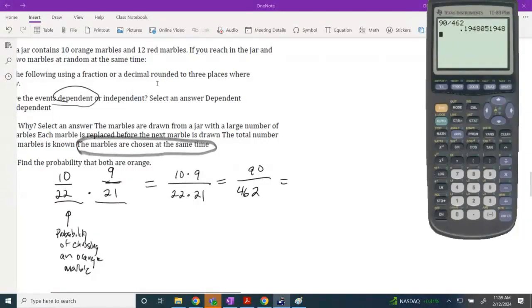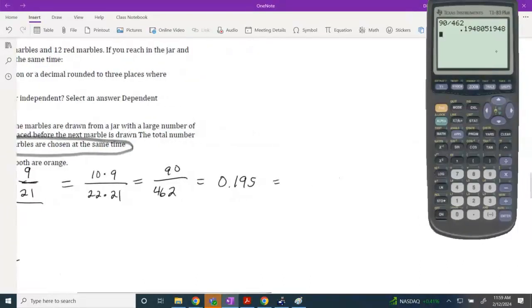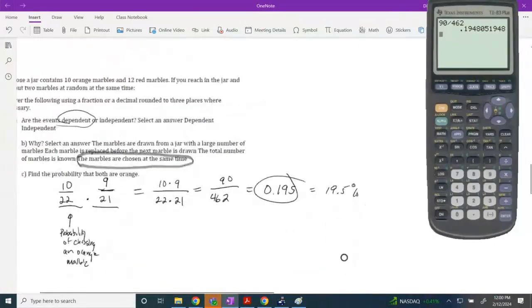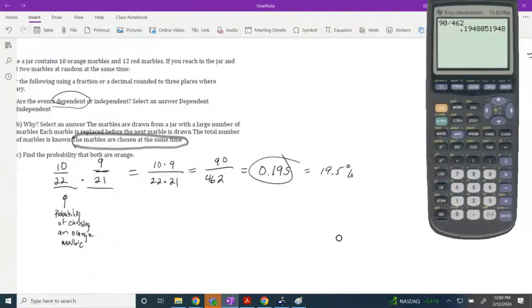And we are to round to 3 decimal places. So 4 is in the 3rd decimal place. I look 1 number to the right. Since that number is 5 or higher, I'm going to round 4 up to 5. So we should have 0.195, which is 19.5%. So any questions about number 6?